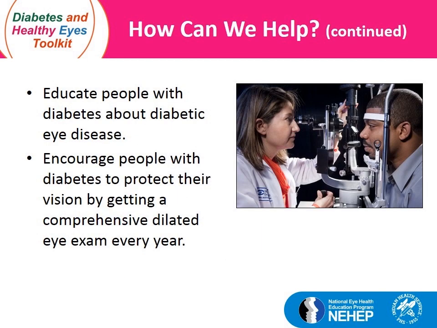So what are some of the ways that we can help people with diabetes avoid vision loss? First, you can help educate them about diabetic eye disease. You can also encourage them to protect their vision by getting a comprehensive dilated exam every year. And then NEHEP can help you with both of these important tasks. I'm now going to turn it over to Marcella, who will introduce you to the Diabetes and Healthy Eyes Toolkit and other NEHEP resources that will help you spread the word about diabetic eye disease and the importance of comprehensive dilated eye exams.